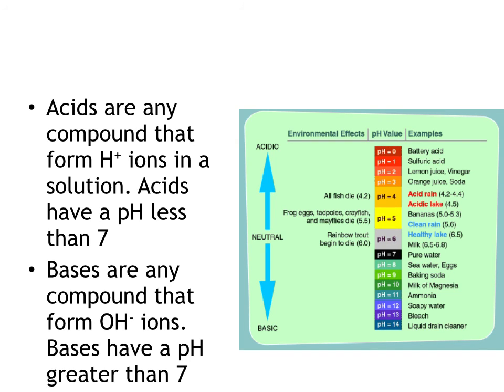Now, bases are any compound that can form OH- ions. Bases have a pH greater than 7. So again, you look, liquid drain cleaner at a pH of 14 is going to be the most basic. So the further you are from 7, which is listed here as pure water, the more acidic or the more basic you are going to get.